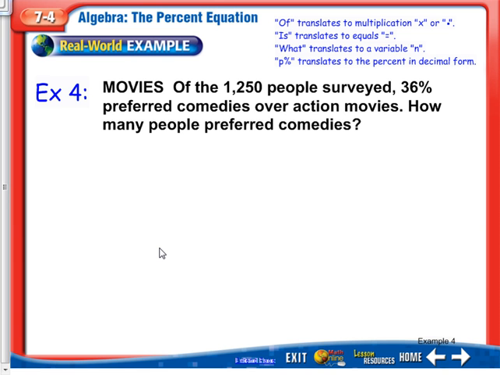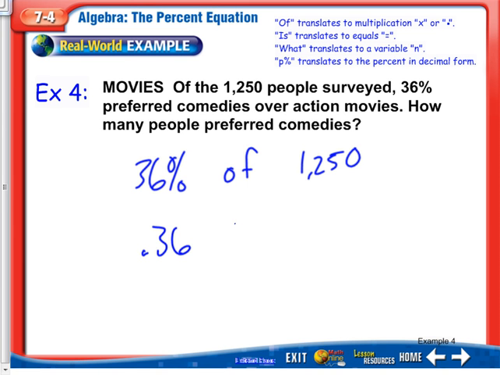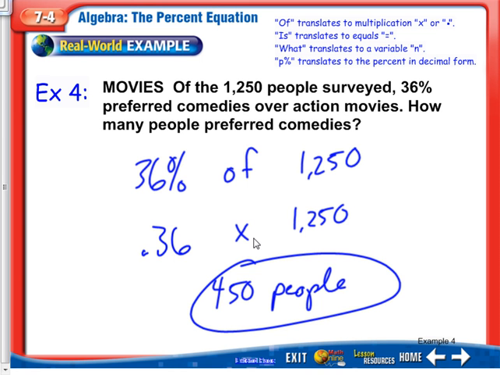Alright, last but not least here: of the 1,250 people surveyed, 36% preferred comedies over action movies. So how many people preferred comedies? So we're going to do 36% of 1,250. We'll change this to a decimal, 0.36 times 1,250, and our answer we're going to get is 450 people. Again, you just plug that in your calculator, 0.36 times 1,250, and we get our answer of 450 people.